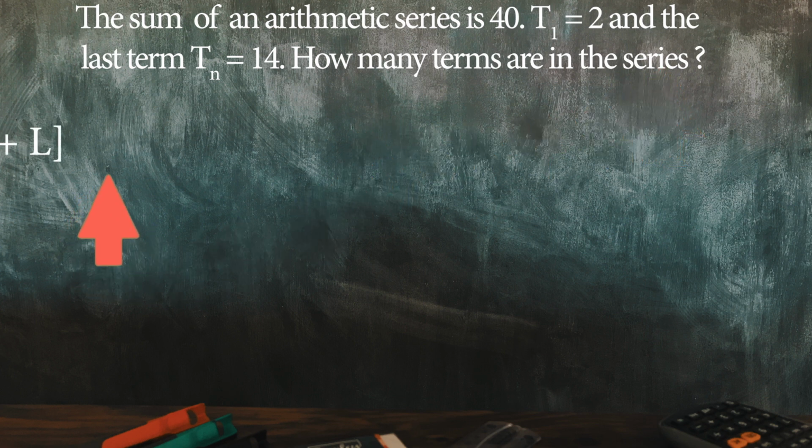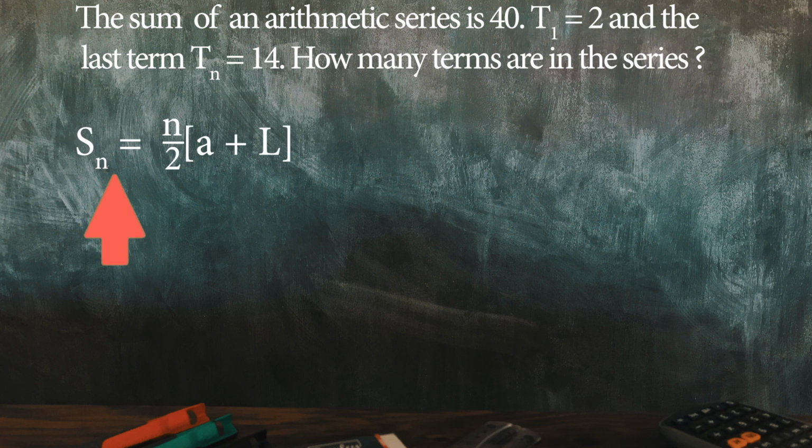So I can make use of this formula. Now why this one? Because we are given the first term as well as the last one. So in the place of Sn, we can put 40 because we know what the sum is. Is equal to n over 2. We still don't know what n is. That's what we want to calculate.